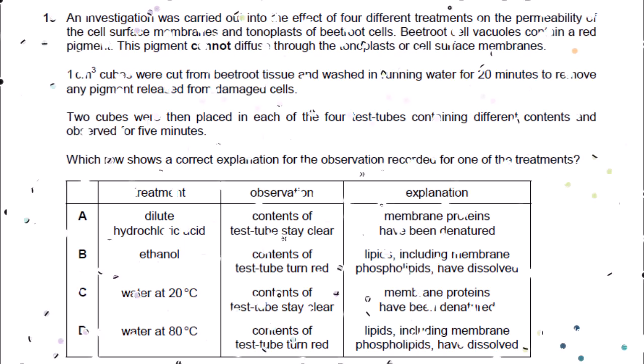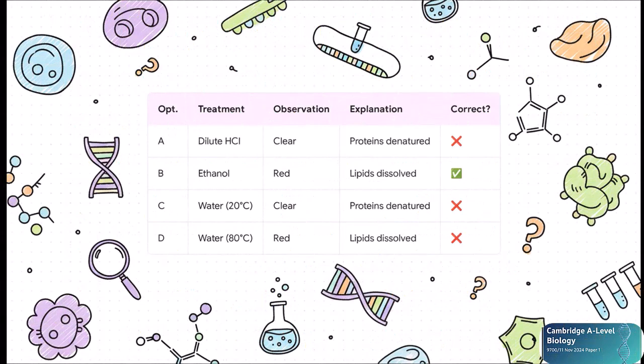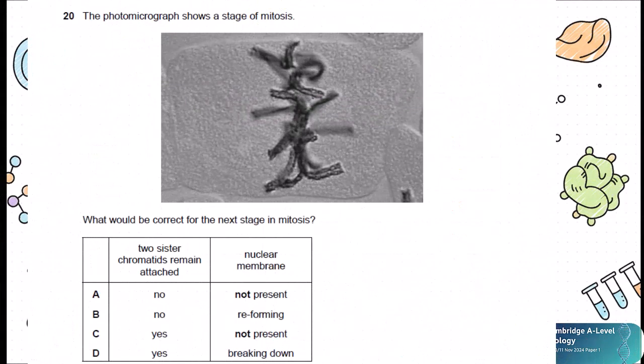But let's check the others to be sure. Look at D. Treatment, hot water at 80 degrees. Observation, red. Explanation, lipids dissolved. Now the observation is right. Hot water will damage the membrane and make it leak. But is the explanation right? Not quite. The main thing that extreme heat does is denature the proteins in the membrane, which then makes it leaky. So the explanation is off. That confirms it. B is our answer, the only one where both the observation and the explanation are spot on.